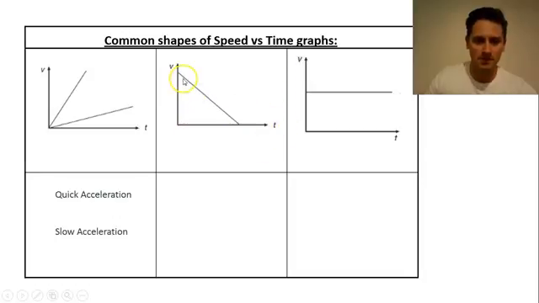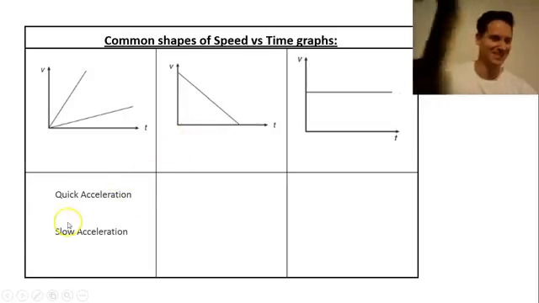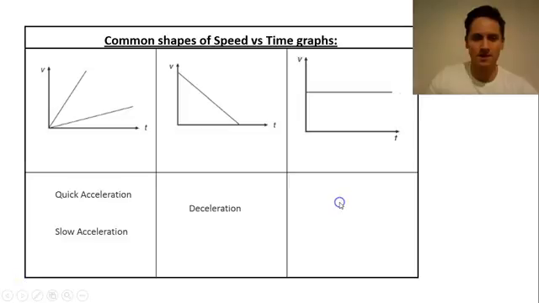How about this one? We've got starting up high in terms of the speed, and then over time it gets lower and lower and lower and lower and lower until it finally hits 0. Oh, quick cameo by my cat. So this one would be deceleration because the speed is decreasing over time. And that object would eventually stop. It would be at rest.